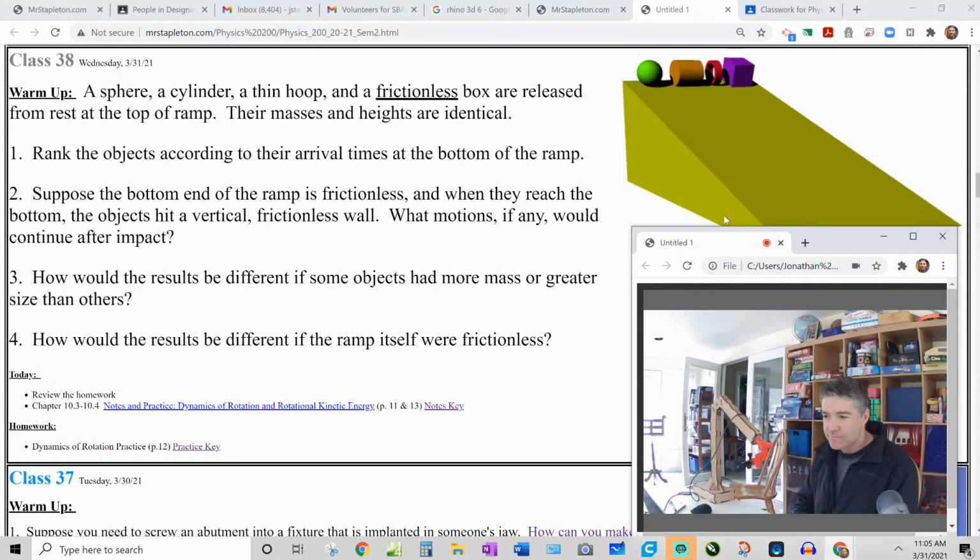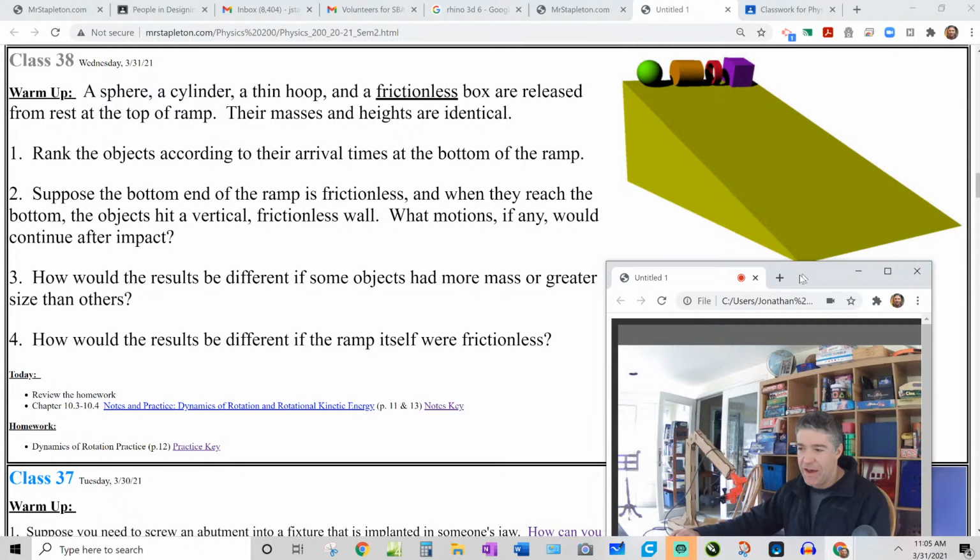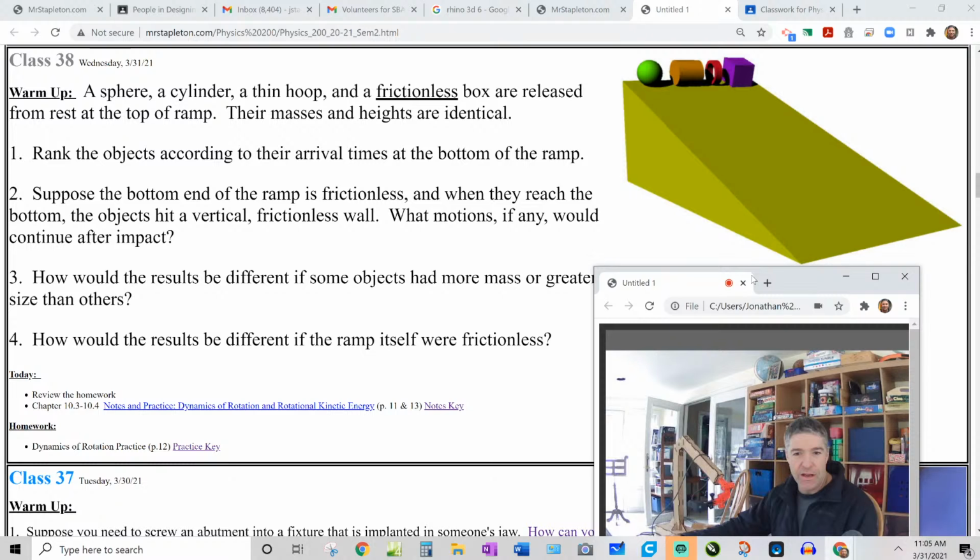All right, so what I want to know from you is which one do you think would... You're supposed to rank these, so let's do the fastest one first. How many people think, going from right to left, that the frictionless box is going to be the fastest one to the bottom? Raise your hand. All right, no hands for that one.